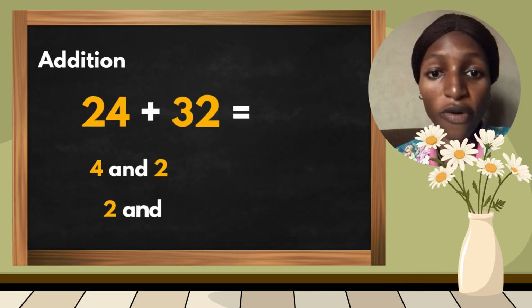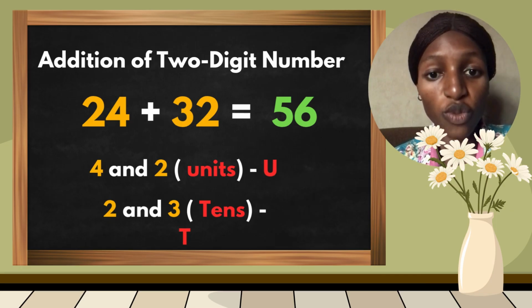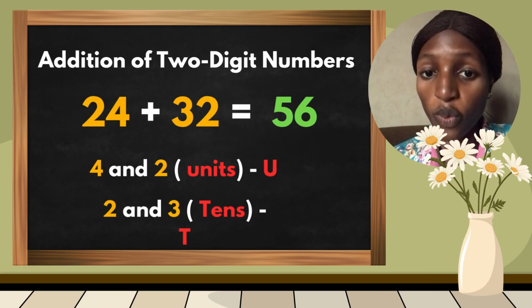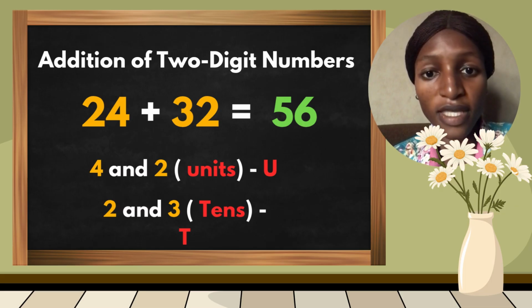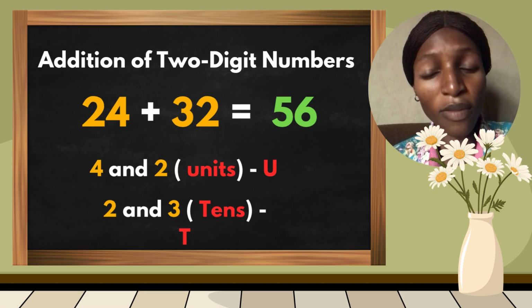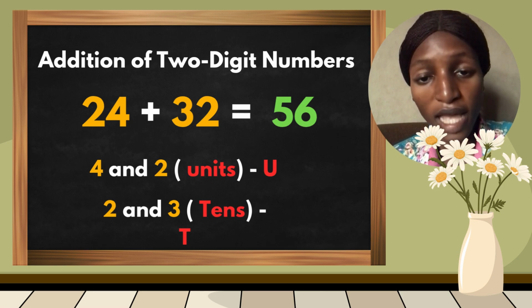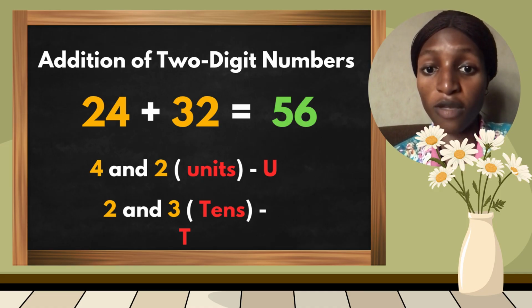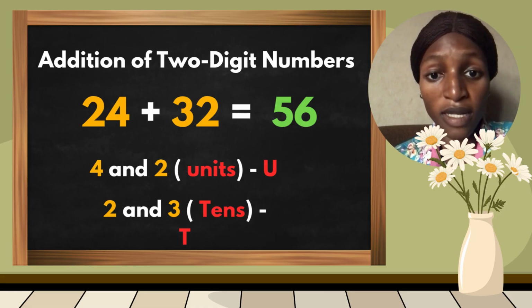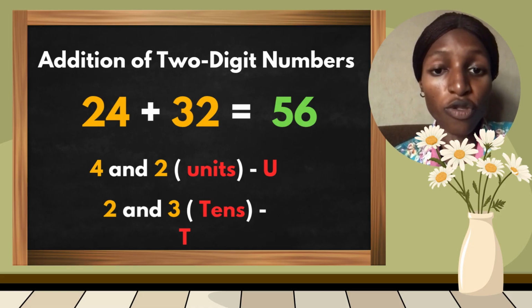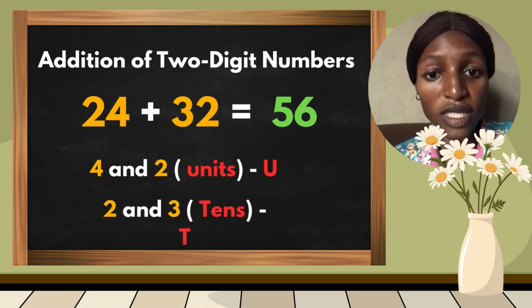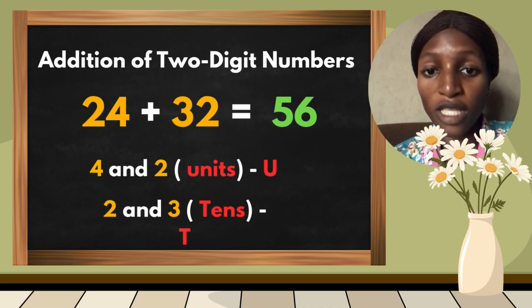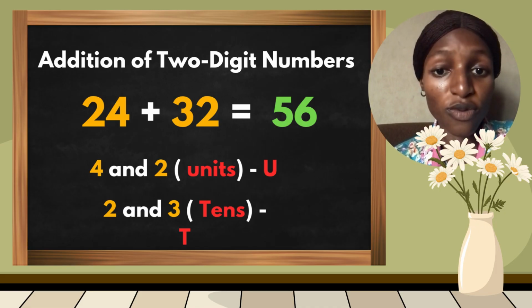Now with the addition of two-digit numbers, we have the 24 and we have the 32, which gives us 56. Whenever you are making arrangements like this, there is the units and tens arrangement in place value. I've taught you place value before. If you check my previous video, my lesson on place value, you know the smaller number from the back is the units and the number that follows is the tens. So arrangement matters whenever you are adding numbers together.